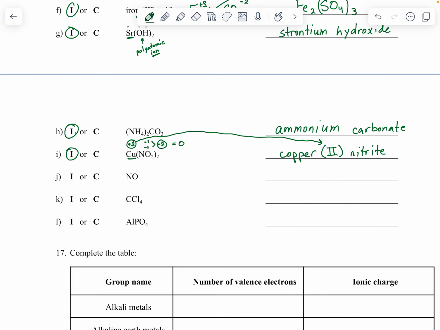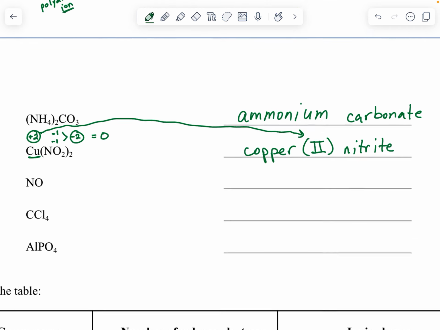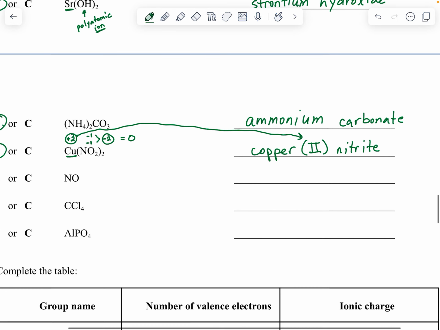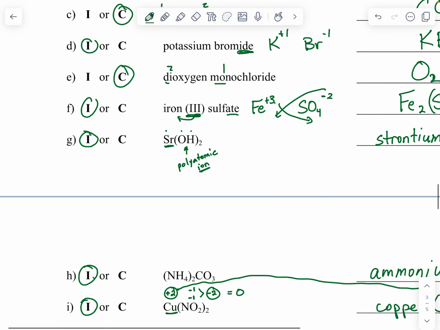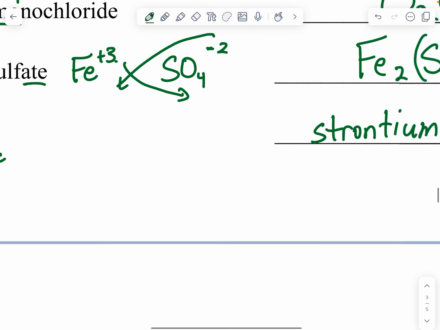All right. An easy mistake to make is just putting the Roman numeral of how many atoms of that I have in the formula. Kind of like if you looked at iron 3, you might be like, oh, that's 3 iron.